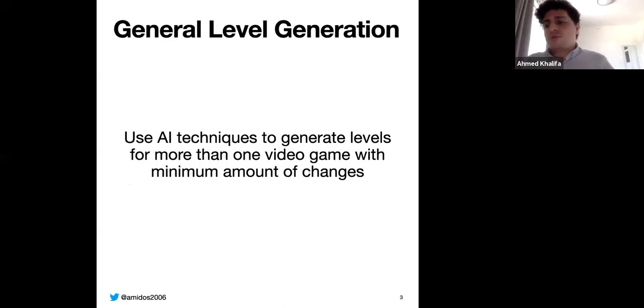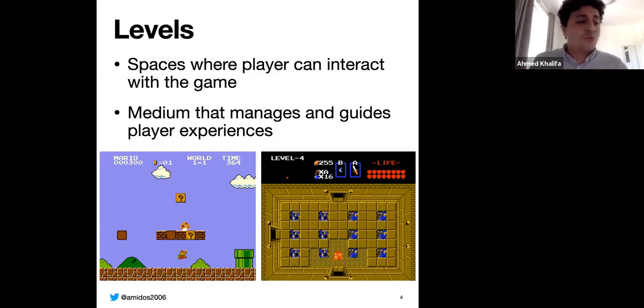So just to start really directly, what I want to do is find AI techniques that can generate levels for more than one video game, and these techniques don't need a lot of change when you apply them to different video games. To understand it more, let's do a little flashback and go backward. So what is a level?